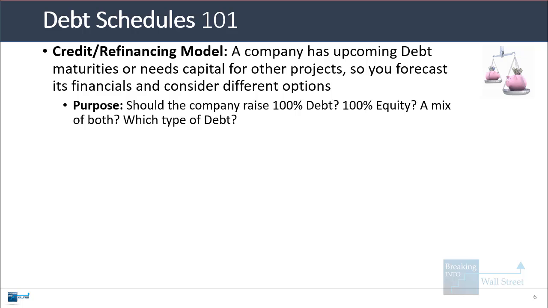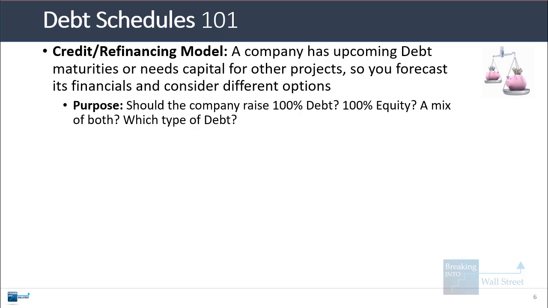For example, should the company raise 100% debt? Should it raise 100% equity? Should it use a mix of both? Should it use all term loans if it uses debt? Or should it use a mix of term loans and senior notes and subordinated notes? This type of model considers all these alternatives and recommends the best one to the company based on its goals and financial profile.